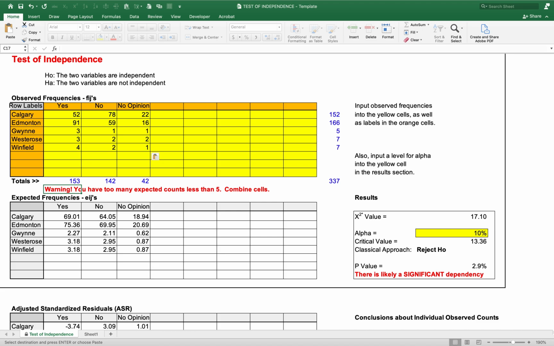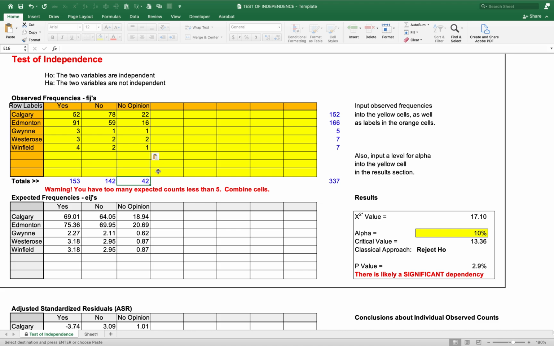Warning, you have too many expected counts less than 5. So combine cells. So how do you do that? Well, there isn't any point in combining the columns. For one thing, the column totals are quite healthy. That's not where the small numbers are.